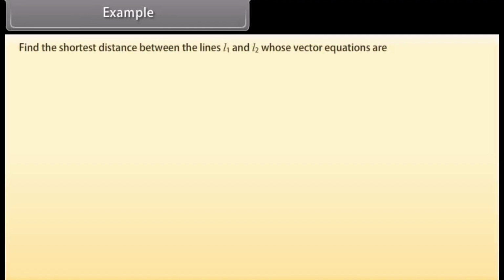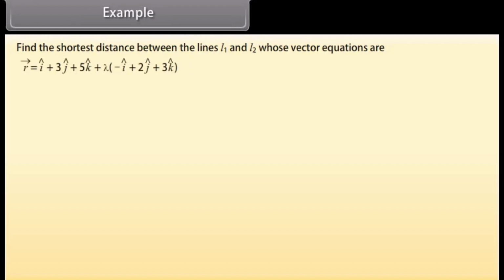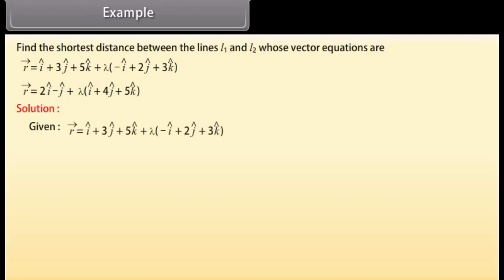Example. Find the shortest distance between the lines L1 and L2 whose vector equations are vector r equals i plus 3j plus 5k plus lambda times (minus i plus 2j plus 3k), and vector r equals 2i minus j plus mu times (i plus 4j plus 5k). Solution. Given vector r equals i plus 3j plus 5k plus lambda (minus i plus 2j plus 3k), and vector r equals 2i minus j plus mu (i plus 4j plus 5k).